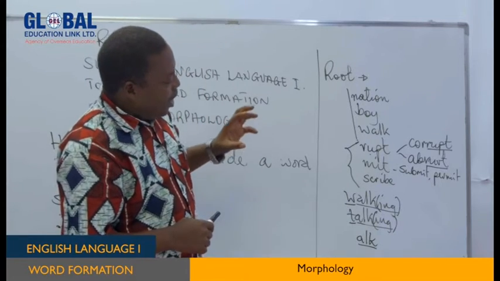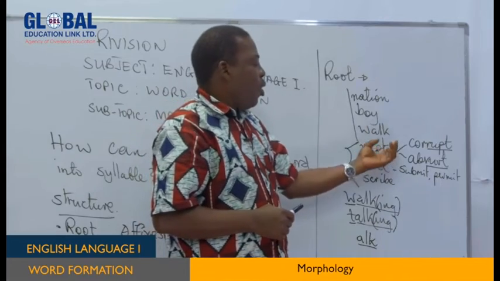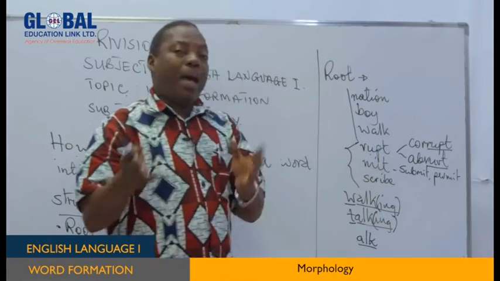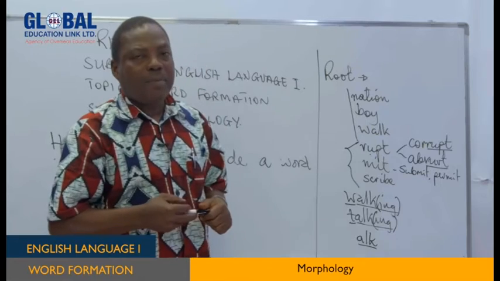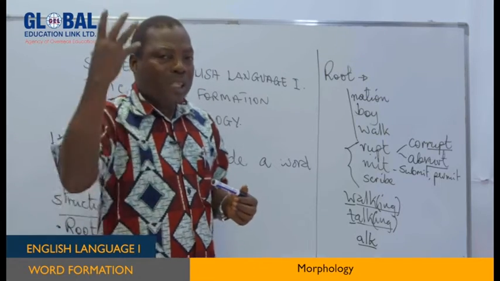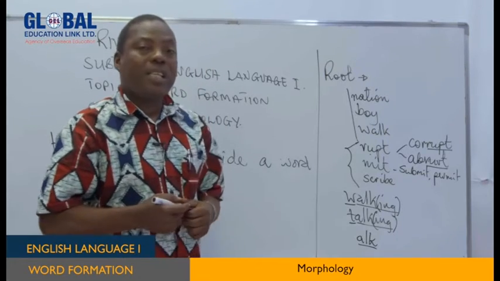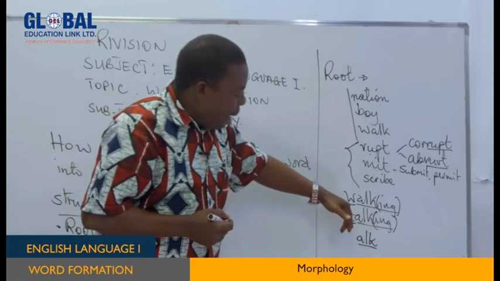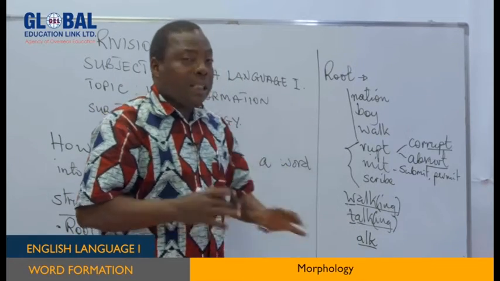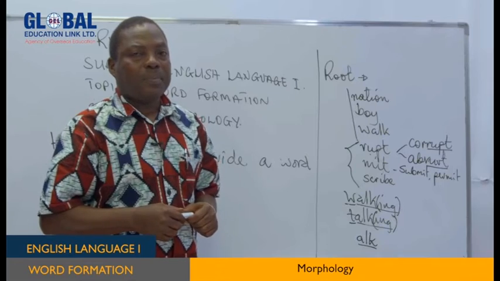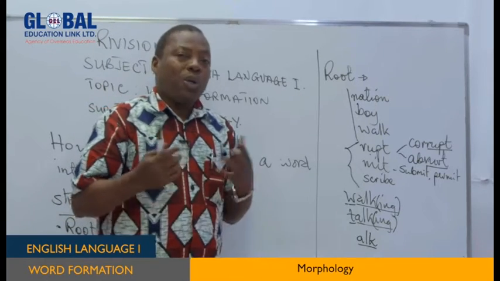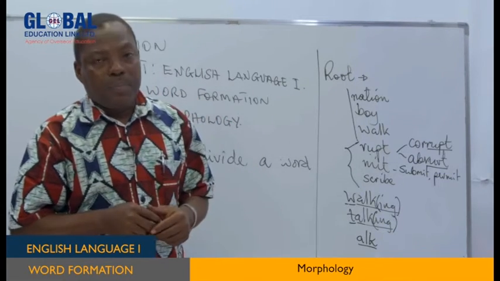Because a root by itself has to be a syllable by itself. A syllable, we will see later, is a unit of pronunciation. So this W or this T is not a syllable because you cannot pronounce it by itself. So this is how you can identify a root.